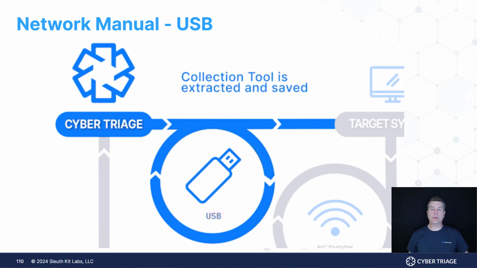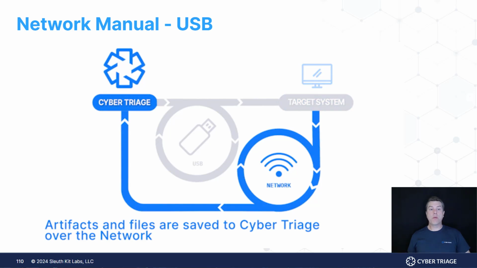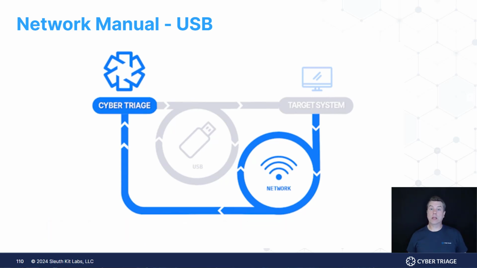So, when we talk about manual network collections, we are going to deploy the Cyber Triage Collector onto our target system, onto the endpoint that is to be collected from. Then it is going to conduct the collection and stream that collection back over the network to Cyber Triage. The difference between this and, say, the PsExec deployment is that we are having to manually get the collector onto the endpoint for that collection.